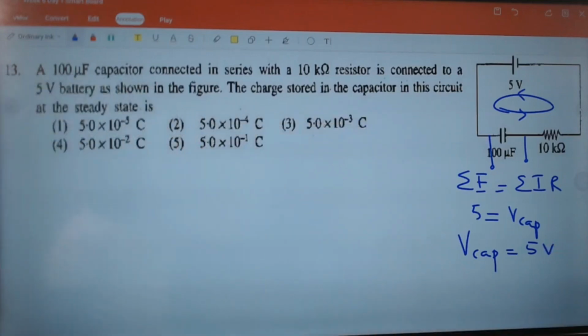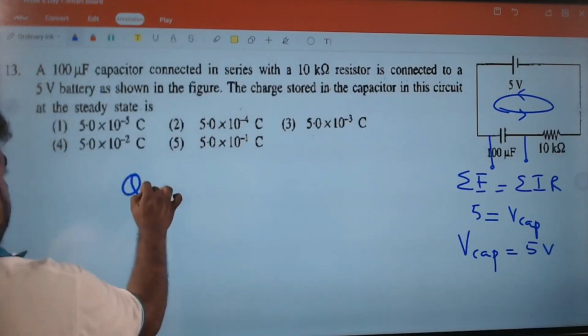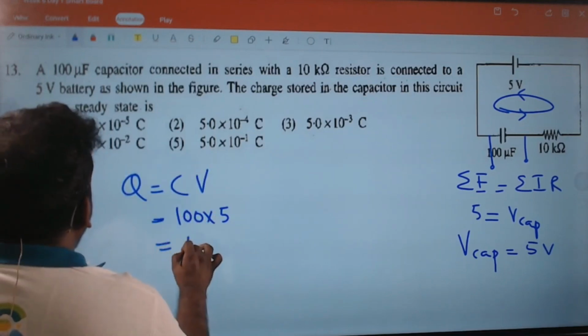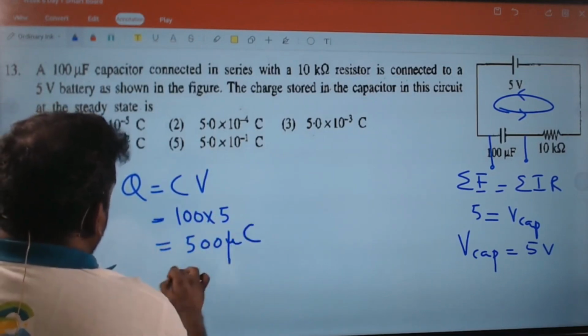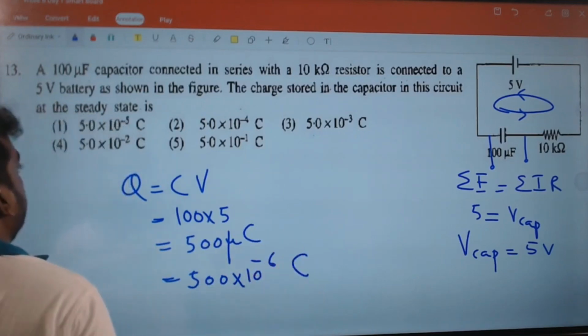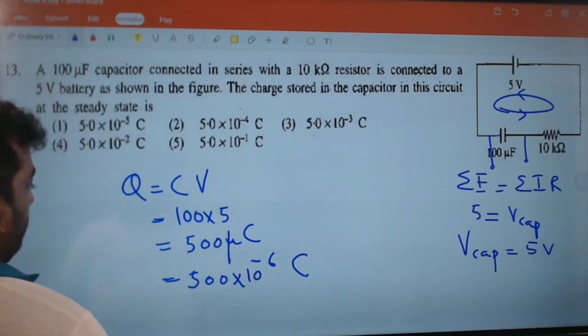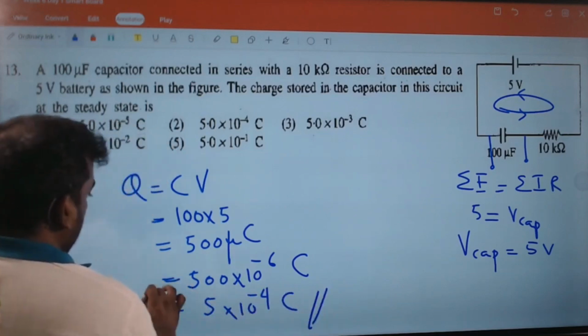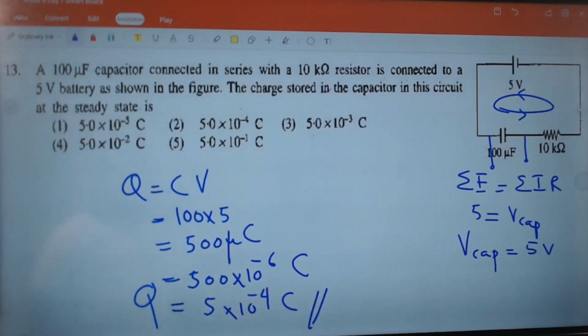Look at the board now. So charge stored Q is equal to CV, 100 microfarad into 5, 500 microcoulomb. 500 microcoulomb, 10 to the power minus 6 coulomb, which is 5 times 10 to the power minus 4 coulomb. Correct answer is answer number 2. 13, answer number 2.